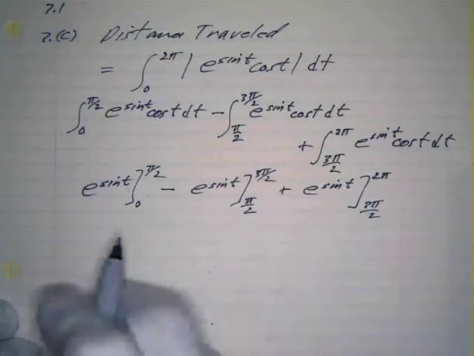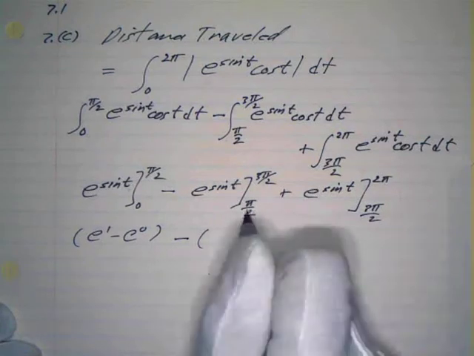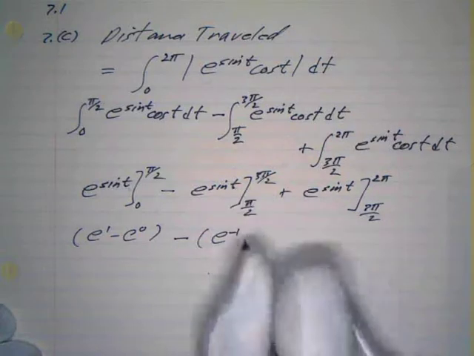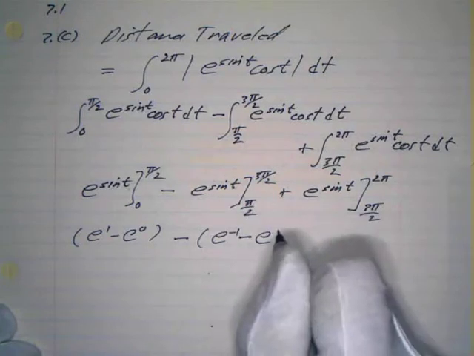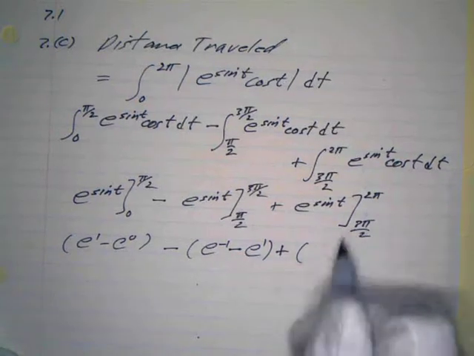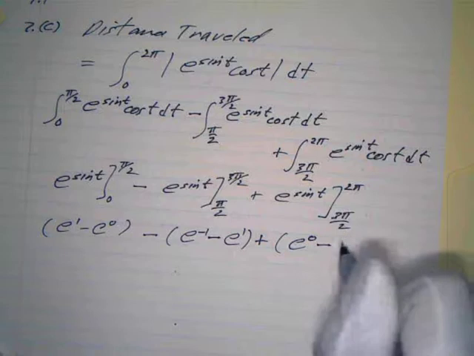So when you put these values in, okay, the sine of pi over 2 is just 1, so that's going to be e to the 1, minus e to the 0, sine of 0 is 0, minus, and again the sine of 3 pi over 2 will be negative 1, so that's going to be e to the negative 1, minus the sine of pi over 2 is 1, so e to the 1, plus, and then this is going to be the sine of 0, which is 0, so that's going to be e to the 0, minus e to the sine of 3 pi over 2, and that's going to be negative 1, so it's going to be e to the negative 1.